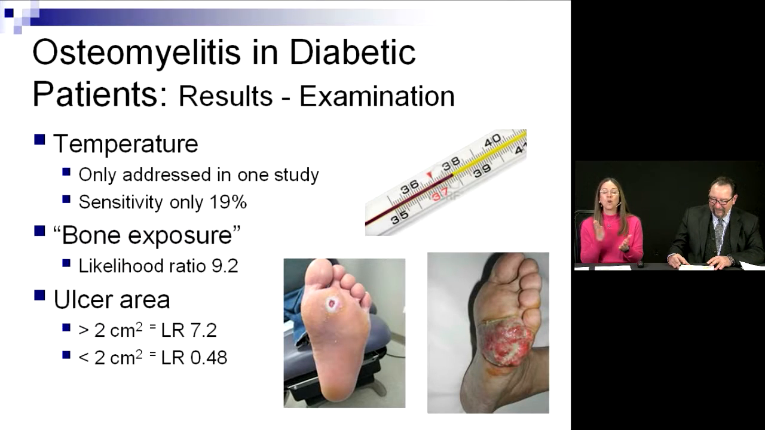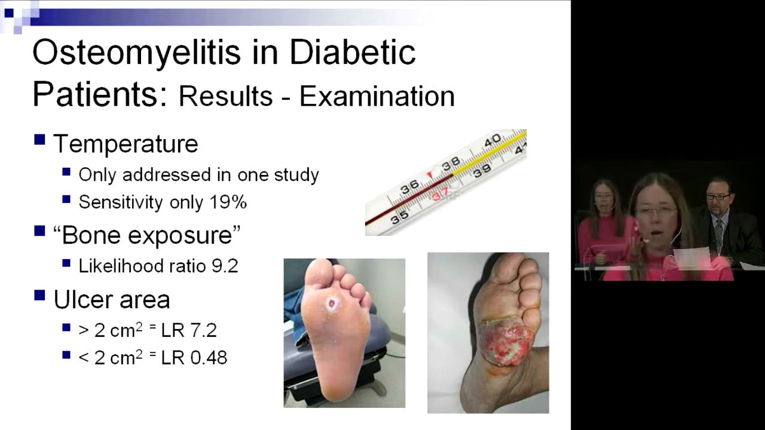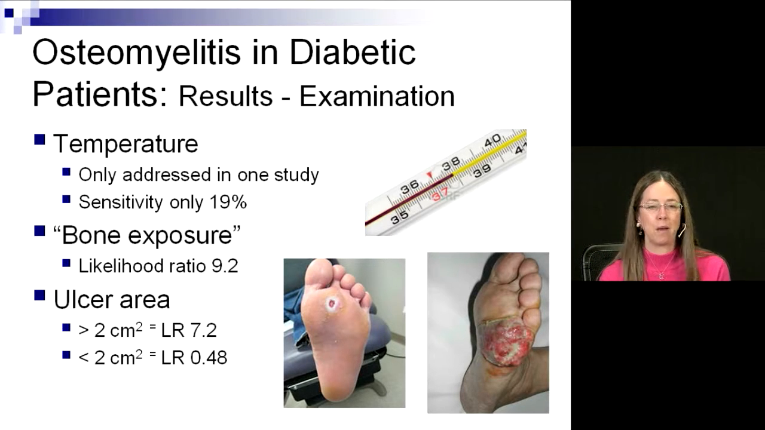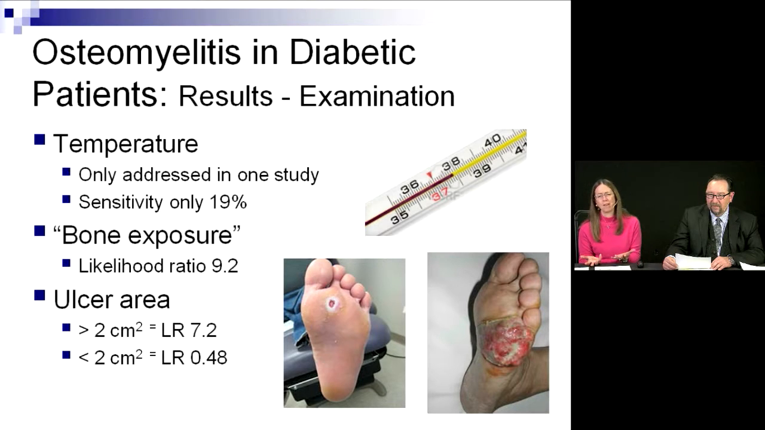Now, as far as what you got on exam, this is different from I complained of a fever. When I'm in the ER, the temperature, clinically you know this, the sensitivity was 19%. Only one study even looked at it. We know that a fever in a diabetic for osteo is not very helpful. Now, bone exposure: if the entire bottom of their foot is hanging out with bone, the likelihood ratio went up to almost the range Billy is talking about, which is 9. I'm glad they reported it, but really? It's just right there, of course.